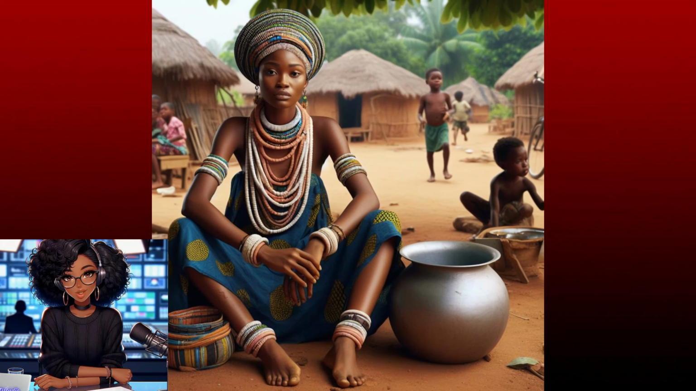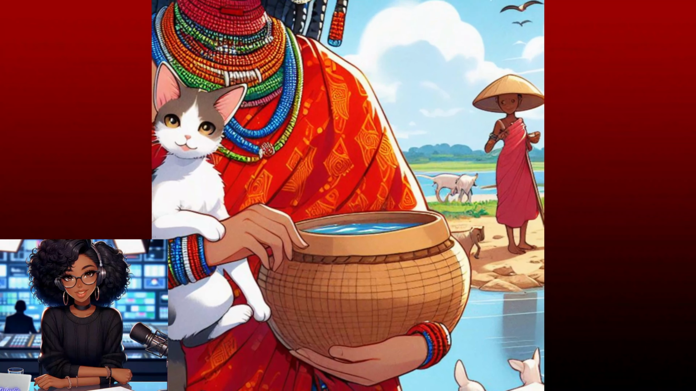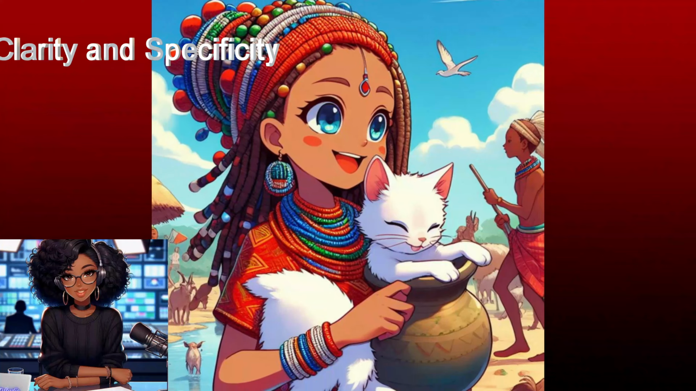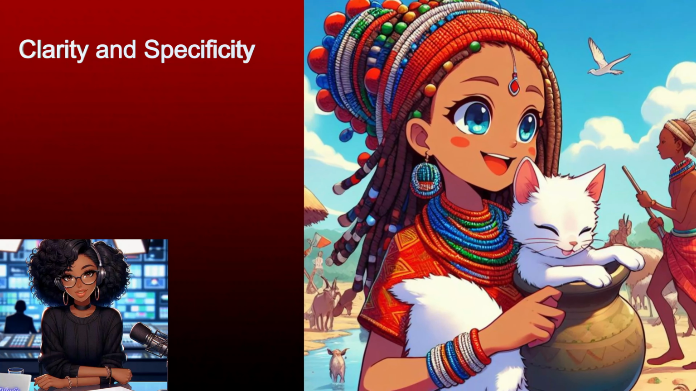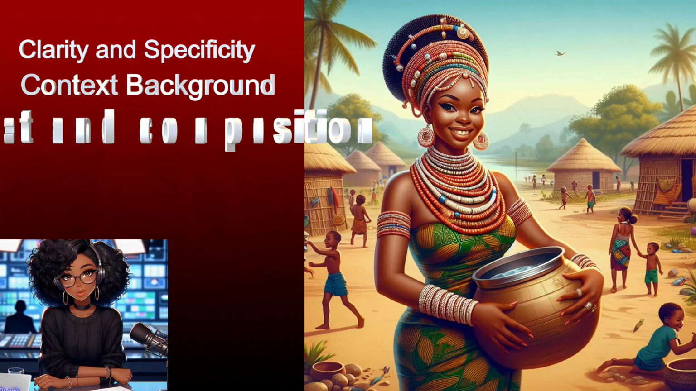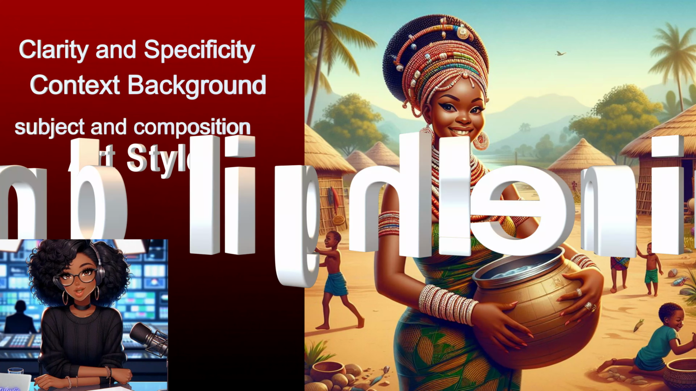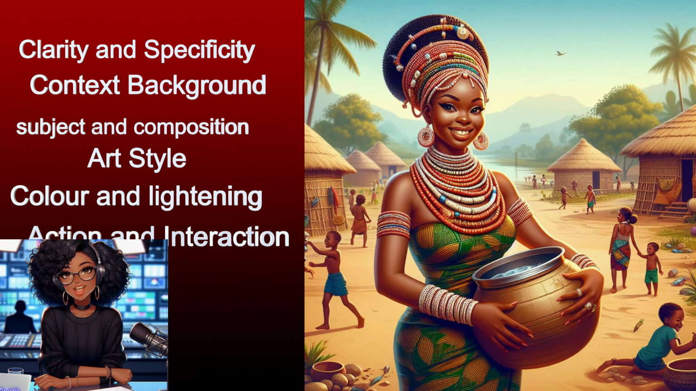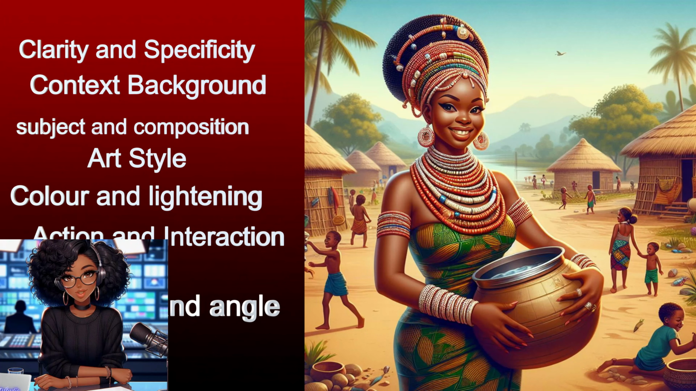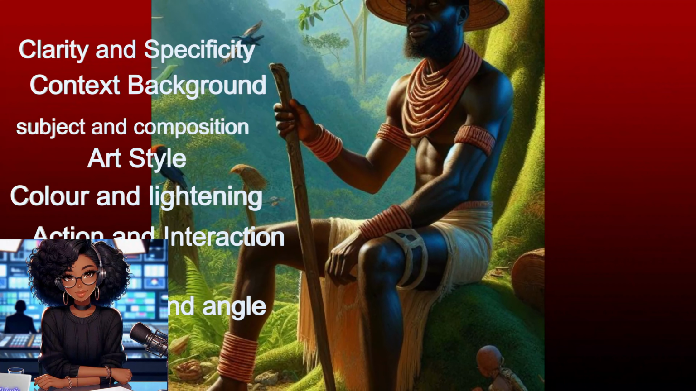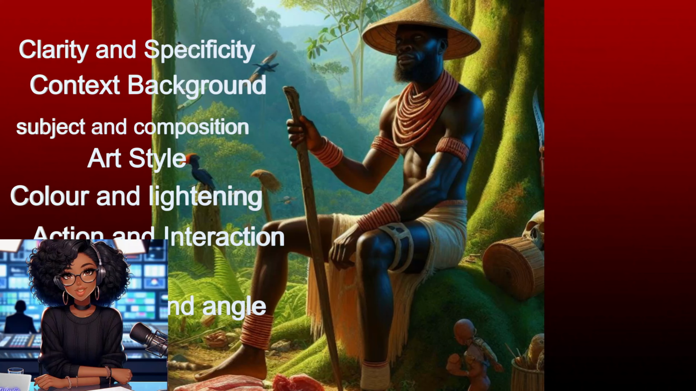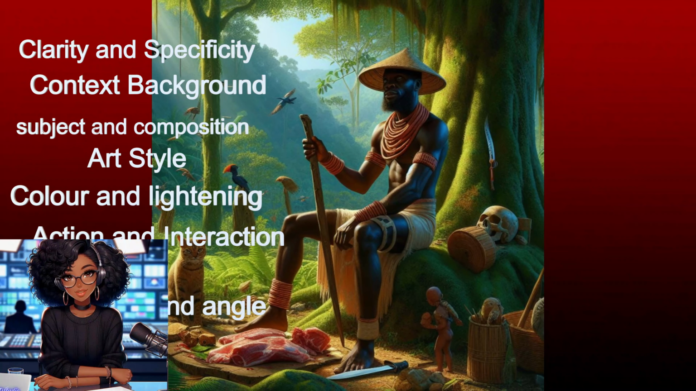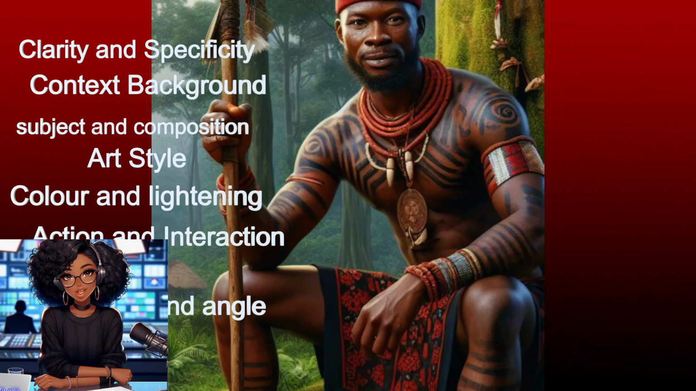So now let's consider some elements you need before creating AI images for your African folktale stories. Some of these elements you need are clarity and specificity, context and background, subject and composition, art style, color and lighting, action and interaction, perspective and angle. With these elements, you should be able to create detailed AI images for your African folktale stories or any other folktale story that you intend to go into. I'm going to explain all these elements and break them down for better understanding.